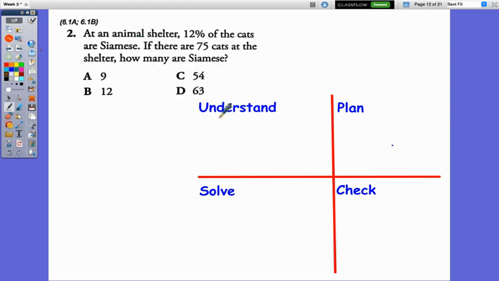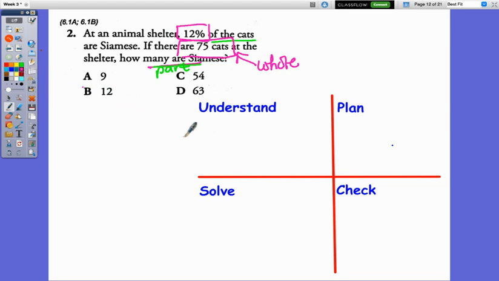Okay, at an animal shelter, 12% of the cats are Siamese. If there are 75 cats at the shelter, how many are Siamese? So first I have a percent. I have of the cats. There are 75 cats at the shelter. This is my whole. This is my how many are Siamese? Sorry, need to change colors. This is my part.